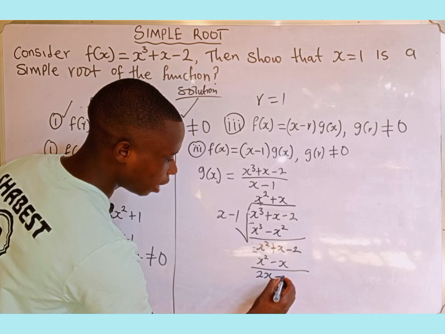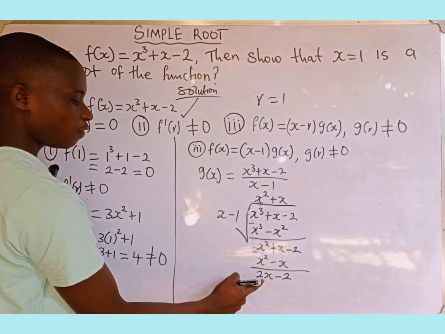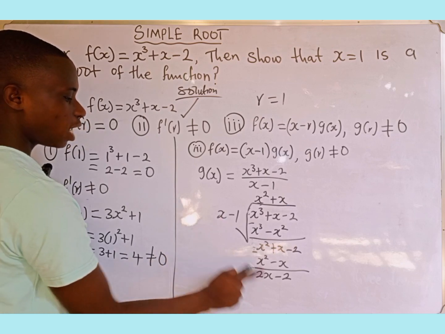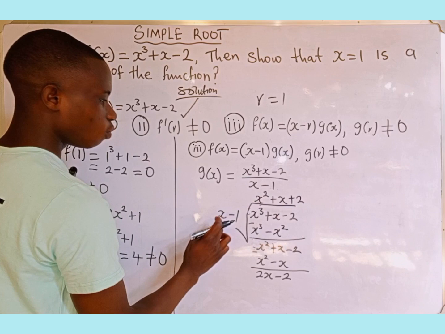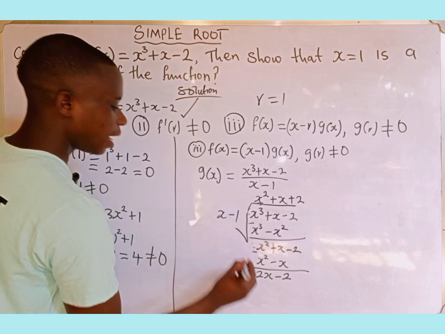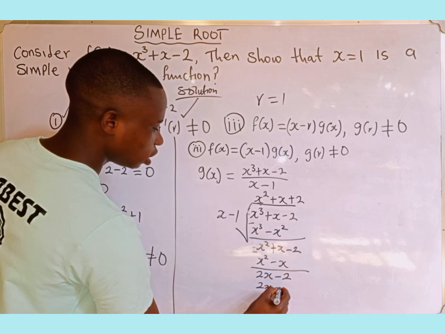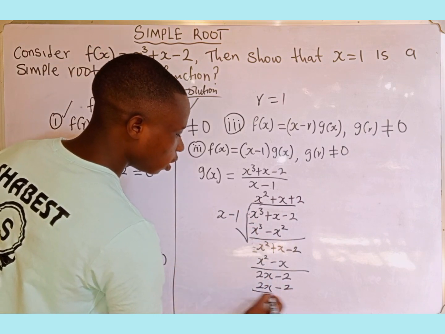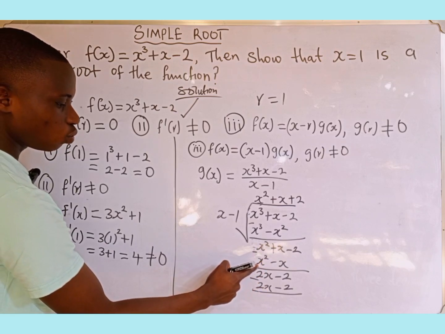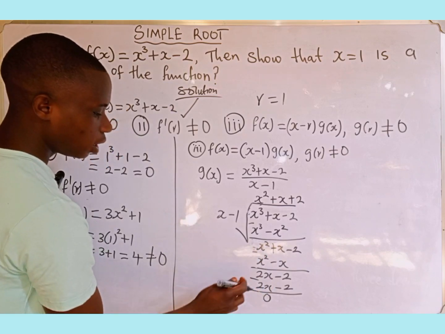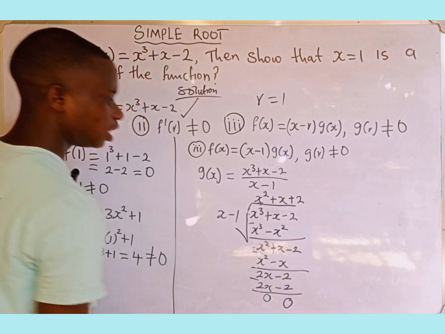2x, then minus 2. Now the next thing we are going to do, we still use the first term to divide by x. 2x divided by x is going to give us positive 2. Then you use this 2 to multiply again: 2 multiplied by x gives 2x, then 2 multiplied by minus 1 gives minus 2. Then you subtract. Minus 2x plus 2x is 0. Then minus minus is plus, so plus 2 minus 2 is 0.